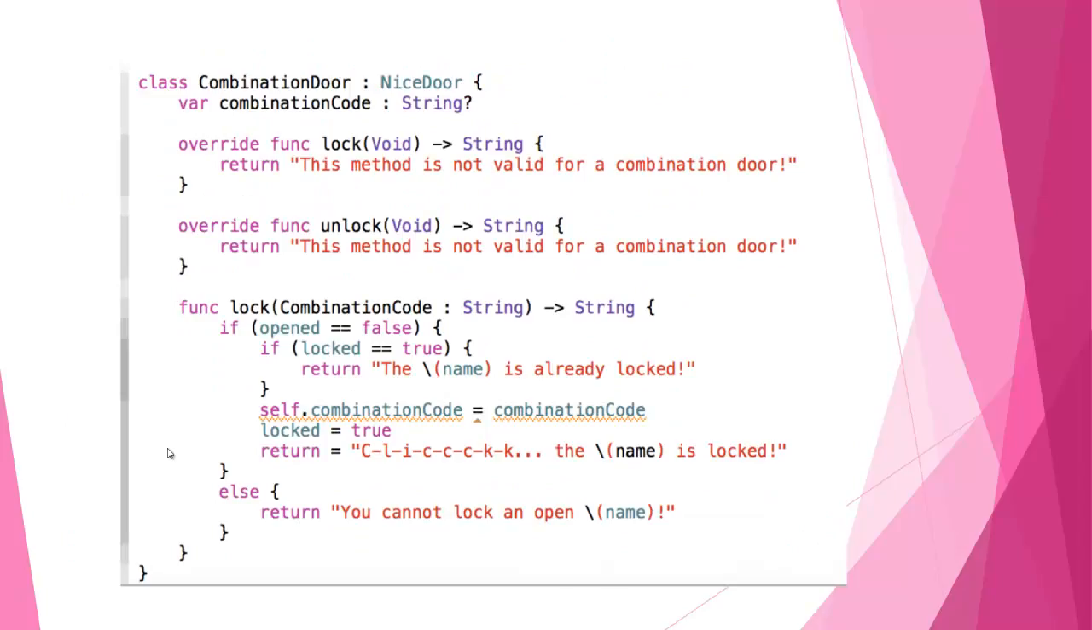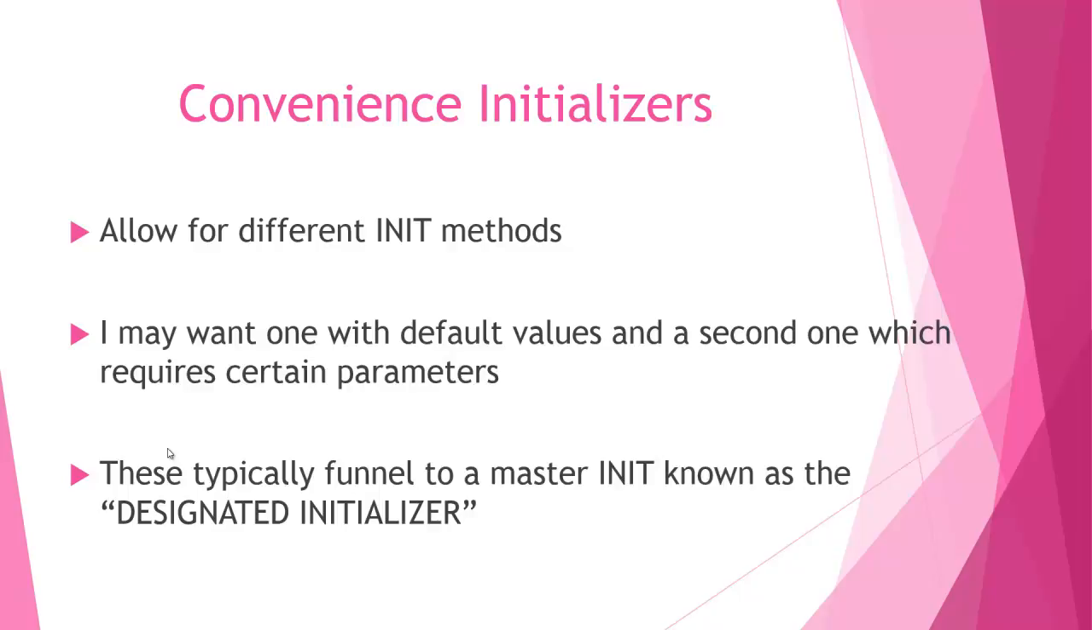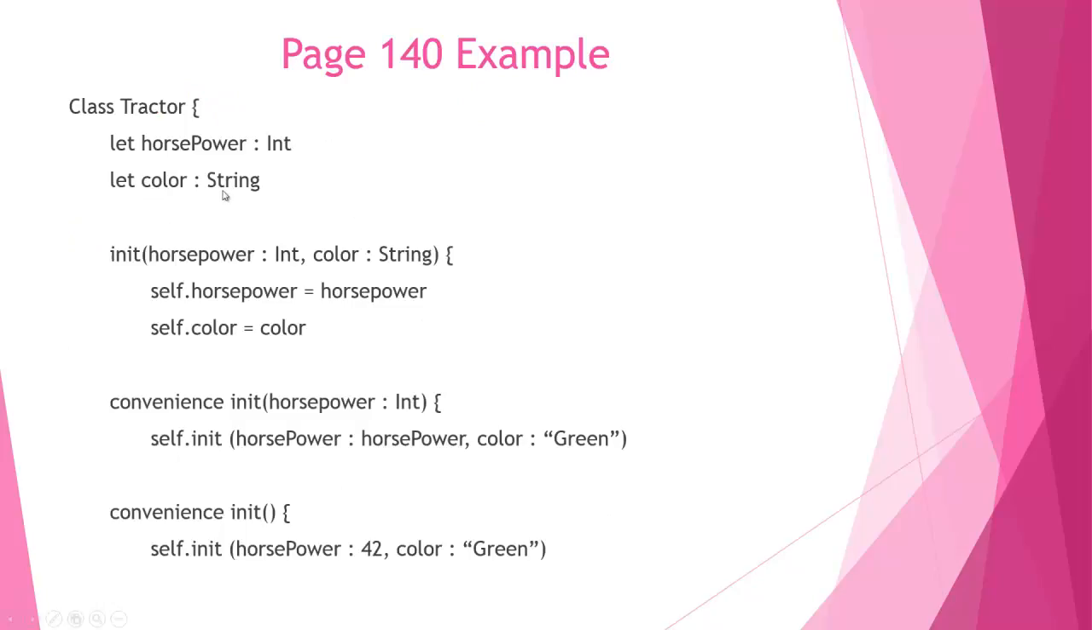And then your book talks about a couple other things, the convenience initializers. What a convenience initializer does is it allows you to create multiple instances of a method, one with default values and one that requires certain parameters. So in order to use convenience initializers, you typically make a designated initializer and then the convenience initializer. So as an example in your book, on page 140, they have class tractor, and tractor has horsepower and color. So then we have our designated initializer, and it has horsepower and color.